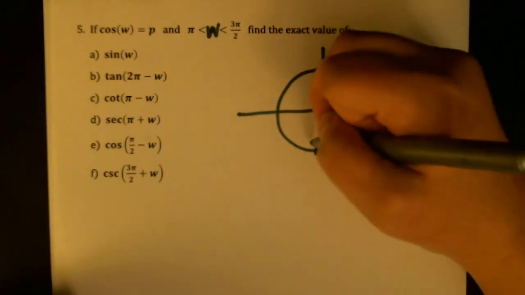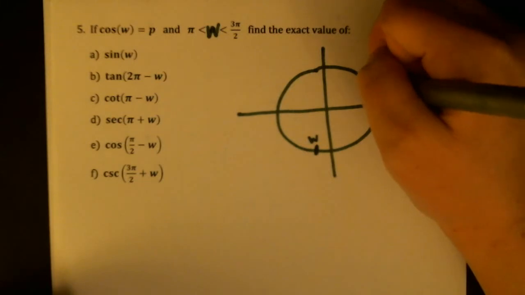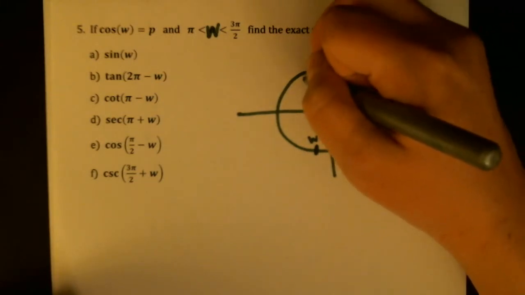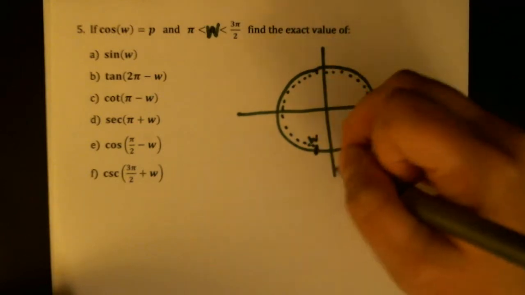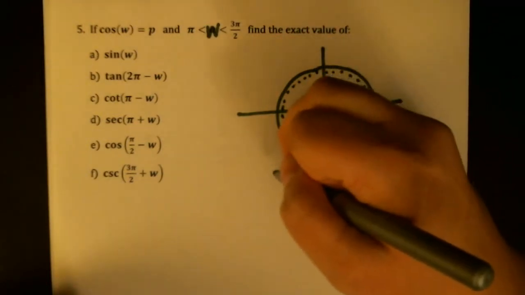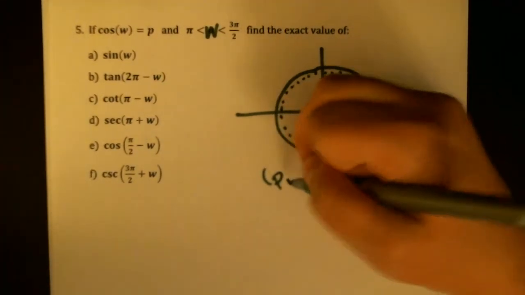Okay, so this is going to be my original point. It's at the end of an arc length w, so w goes from (1, 0) all the way around to here. And we know its x-coordinate is p, and that's all we've got to start with.